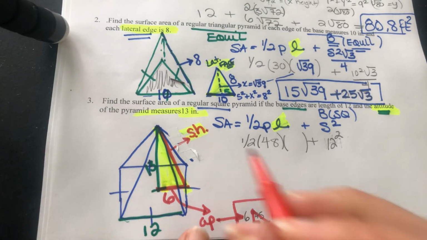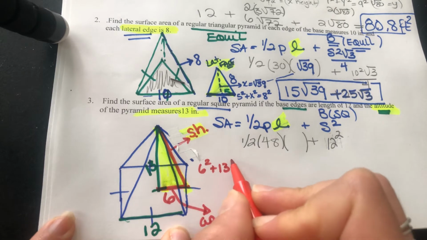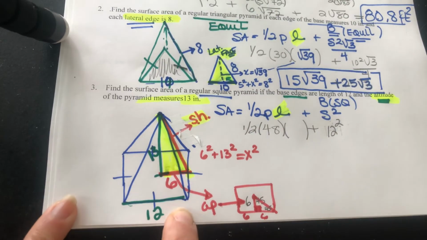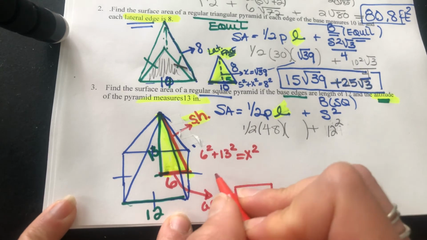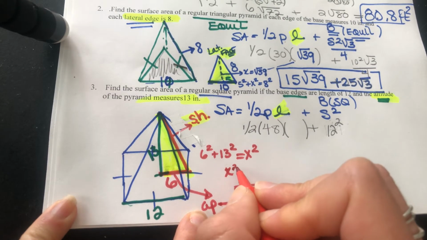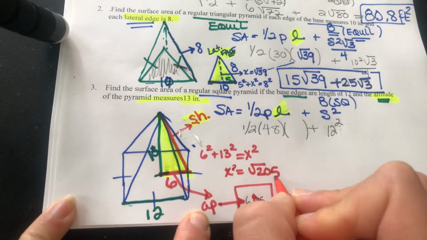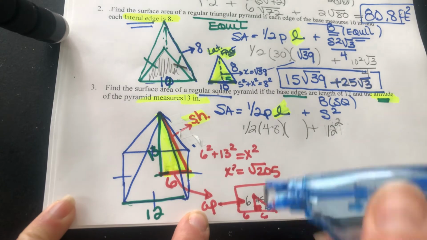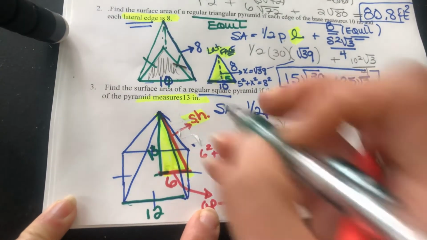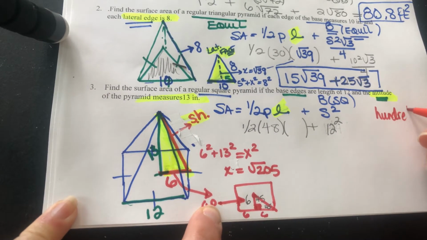So we're going to do the Pythagorean theorem again. We have 6 squared plus 13 squared equals x squared, which is my slant height. Okay, so we do the algebra, and we get x equals the square root of 205. We're going to round to the nearest, I'm going to say, hundredth for this one. I'll just put it right here. Make sure you're okay with your rounding.